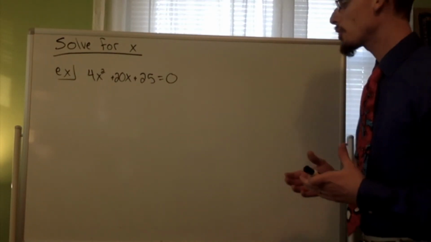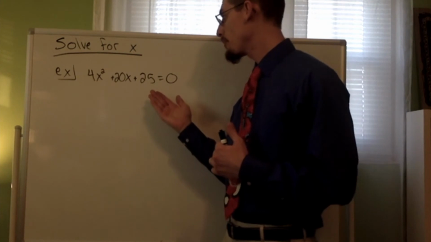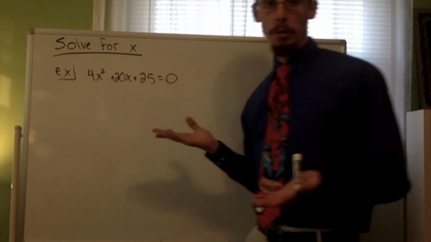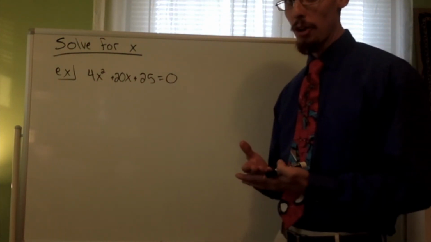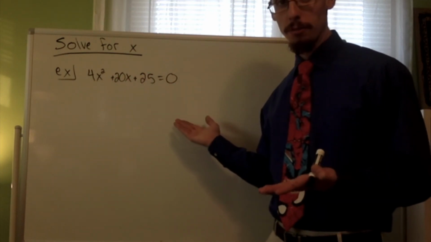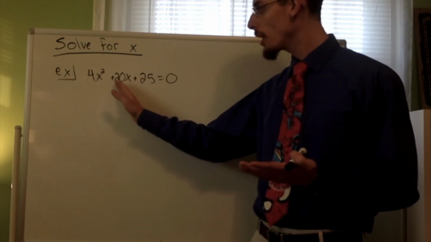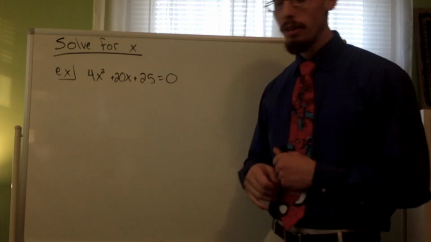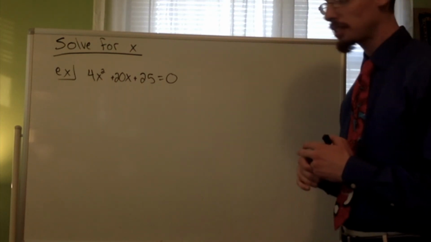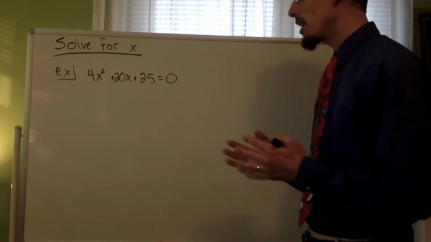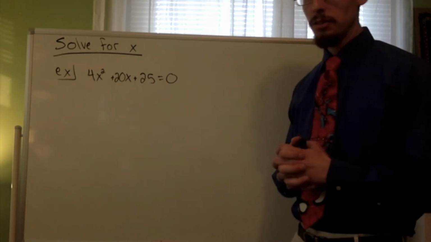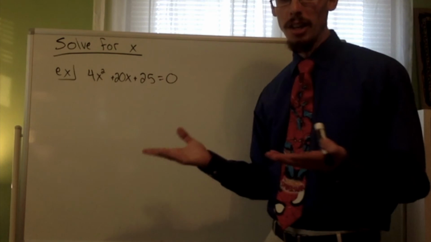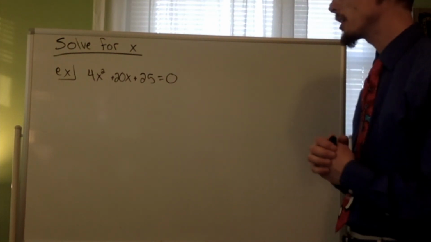So if you're going to try to factor this, right? Well, clearly it's a trinomial, so we're factoring a trinomial. There's no GCF, right? 4 goes into 20, but 4 does not go into 25. So a 4, a 20, and a 25 don't have a greatest common factor. They're not perfect squares. 4 and 25 are, but 20 isn't. It's not the difference of squares.